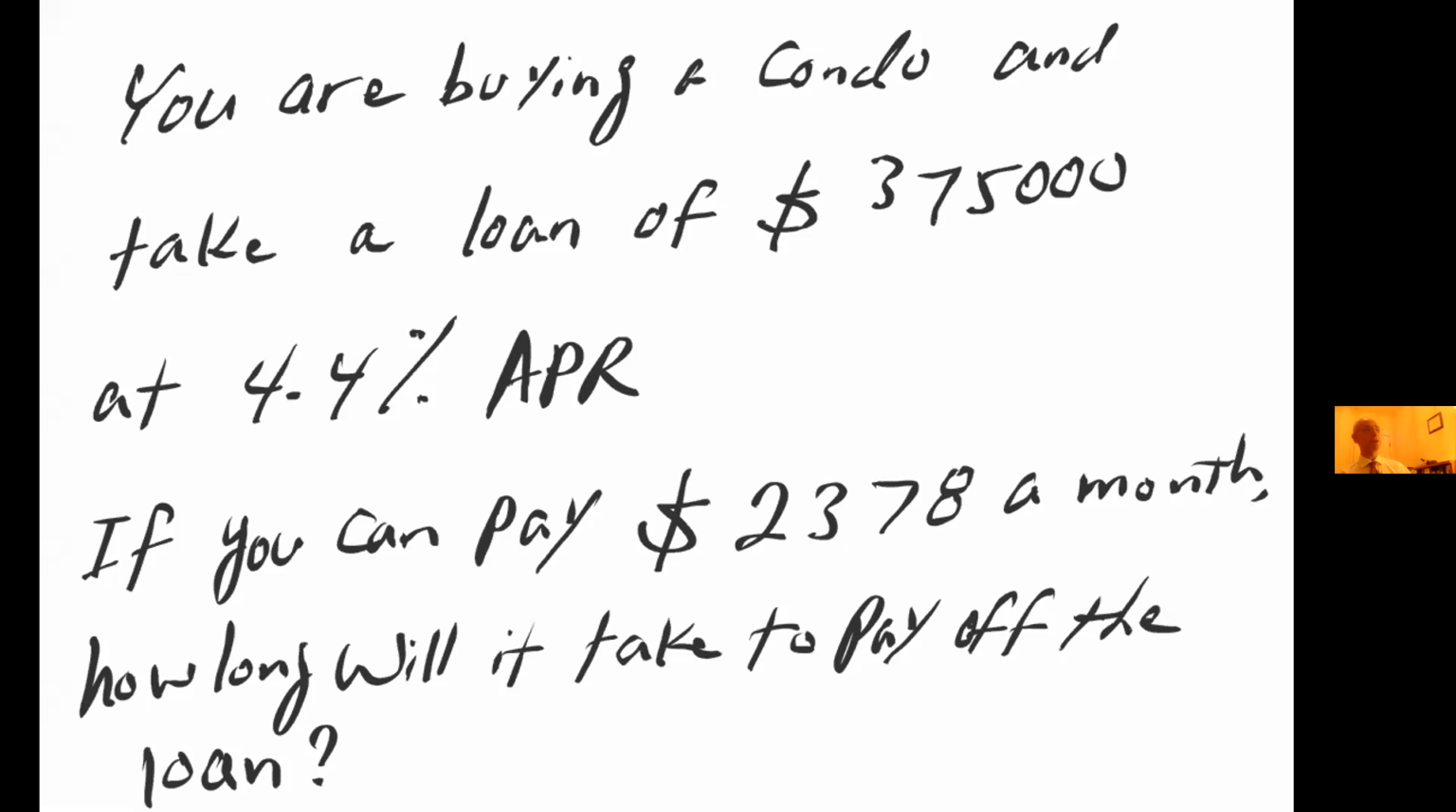The following problem was emailed to me. You're buying a condo and taking a loan of $375,000 at 4.4%. You can afford to pay $2,378 a month for your payments. The question is, how long will it take to pay off the loan? So in this case, we are going to have to solve for T.